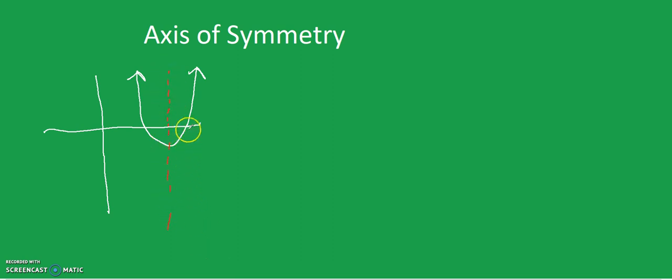And I can see that if I were to take this side of my parabola and reflect it about this line, I would get the exact same side, right? So if I take this piece, reflect it over this line, I would then get this piece. So in math, we say that my parabola is symmetric about this line, or with respect to this line. And this vertical line right here is called the axis of symmetry.